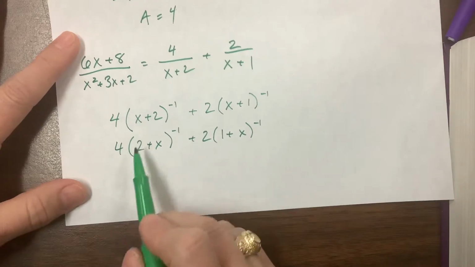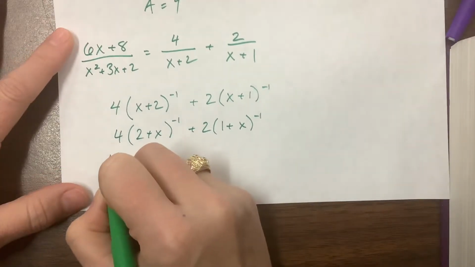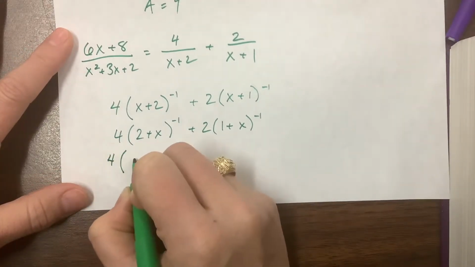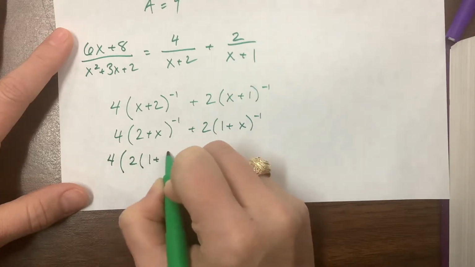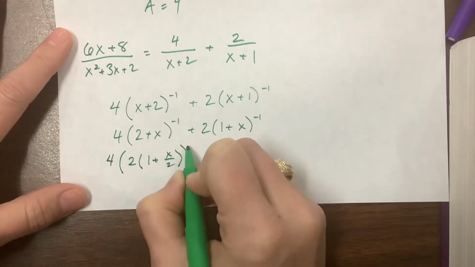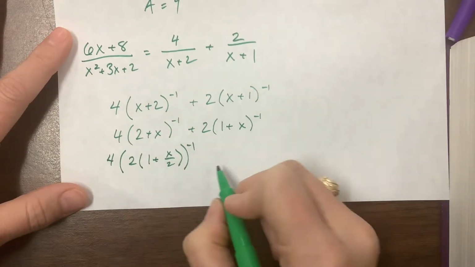Over here, we need to deal with this 2. Okay, so we're going to say we've got 4 times, well, I can factor out a 2, and then I have a 1 plus x over 2. And all of that's getting raised to the negative 1.